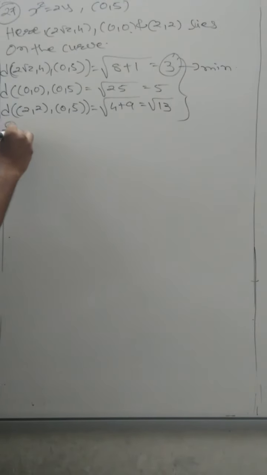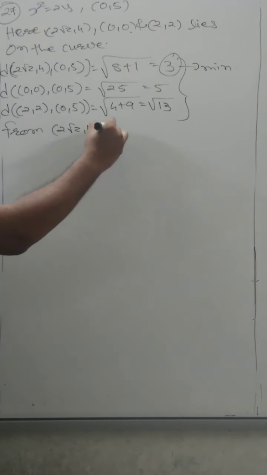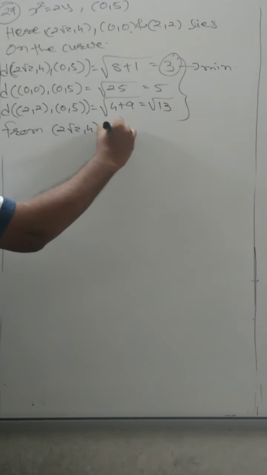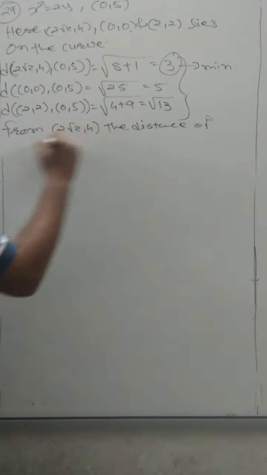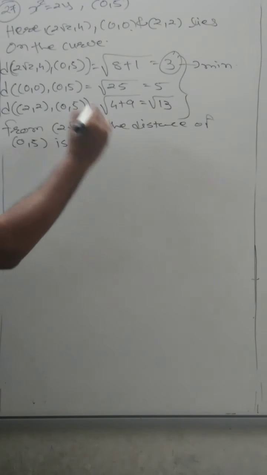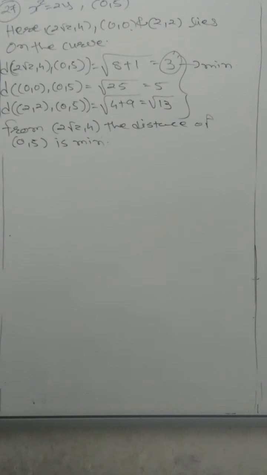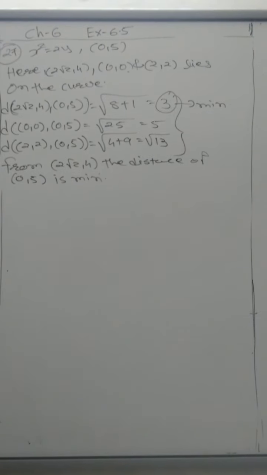Therefore, the point 2 root 2, 4 has the minimum distance from 0, 5. Or either you find it according to our first and second order derivative test, then you get the same answer. You get the same answer, right?